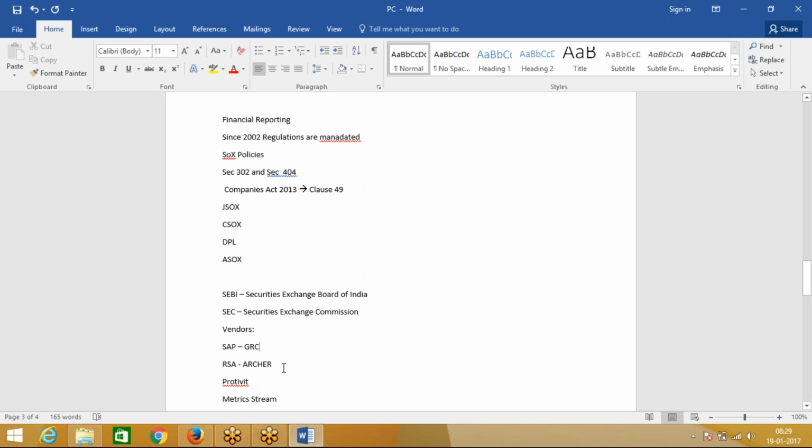So I just wanted to check, why should a company go for the SAP GRC tool? As you said, we have multiple others also, like Archer, Protivity, MetricStream. So what special component is there which can be performed in SAP which can't be done in the other tools?